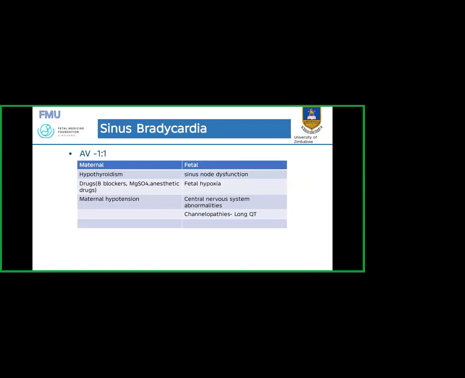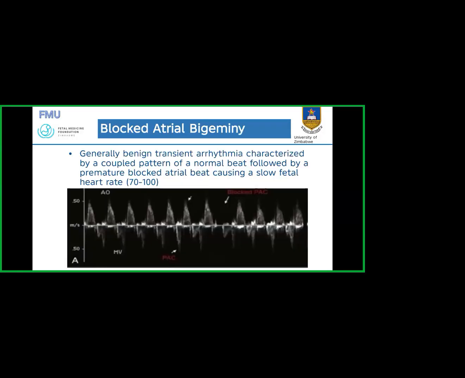So, sinus bradycardia has maternal and fetal causes. Maternal causes include hypothyroidism, use of drugs like beta blockers, magnesium sulfate, and anesthetic drugs, and also maternal hypotension. On the fetal side, you can have sinus node dysfunction, fetal hypoxia, fetal distress, central nervous system abnormalities, and channelopathies that may cause a long QT interval.